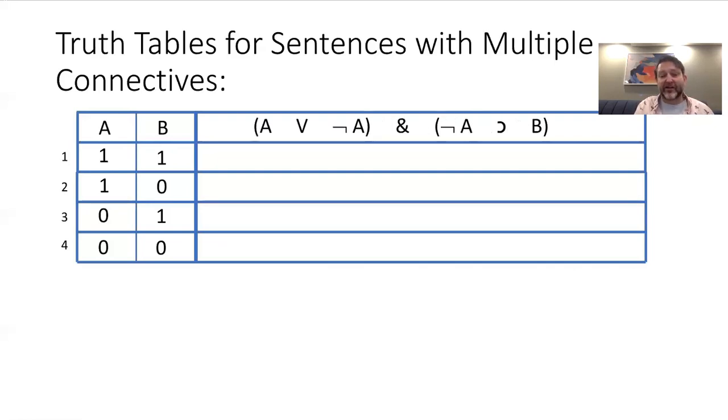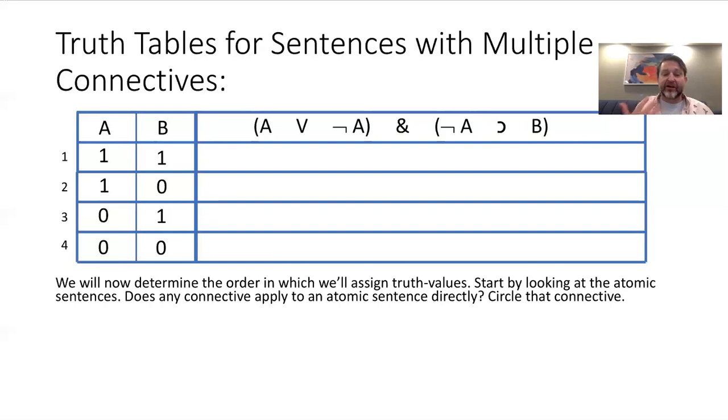Okay, now I've spaced out our sentence a little bit more so that we can represent the truth values of the complex sentences that go into composing our whole sentence a little bit more clearly. So we're now going to determine the order in which we'll assign truth values.